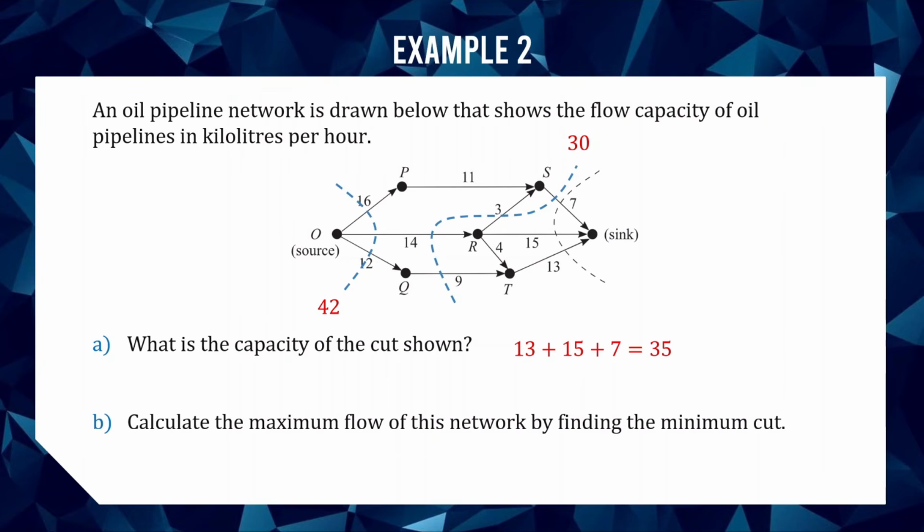Don't worry, I checked, which means it is the maximum flow of this entire network from source to sink in 1 hour. There we go. So max flow, minimum cut capacity equals 30.